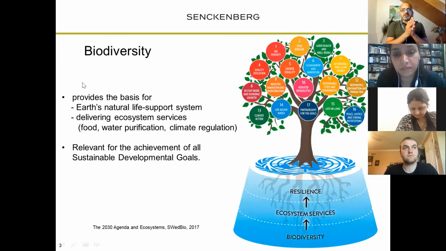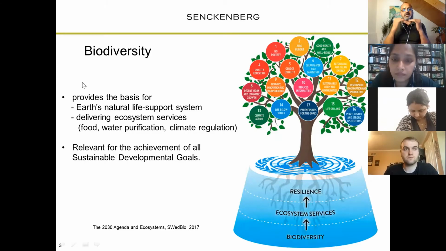And here you see a tree, and there are all these 15 or 17 SDGs, social developmental goals, and we see that they are depending on the healthy ecosystem. If we cannot maintain the health of our ecosystem, we're not able to spare money to contribute to all these targets that we set for these social developmental goals.